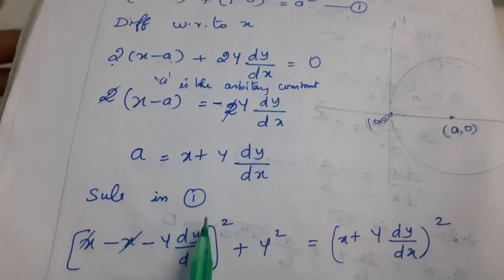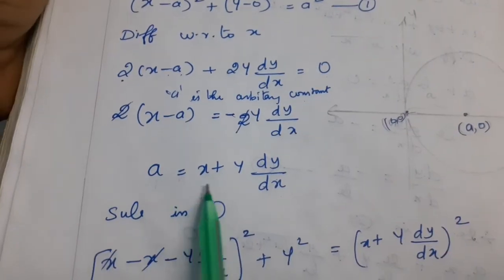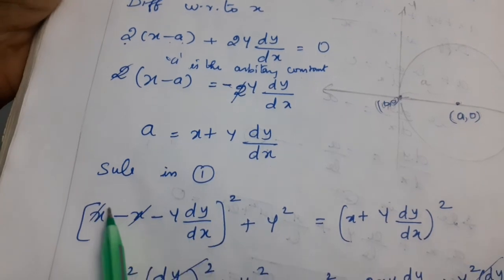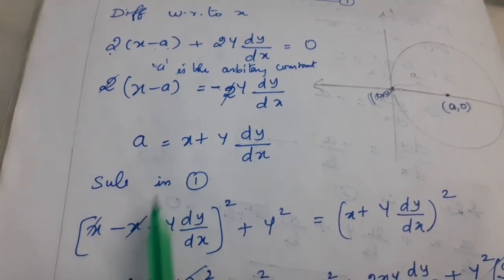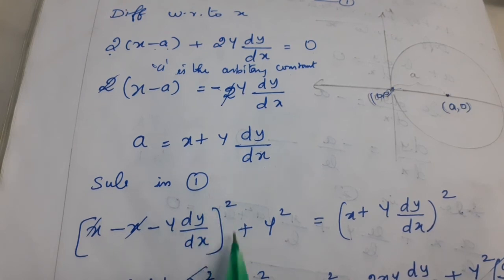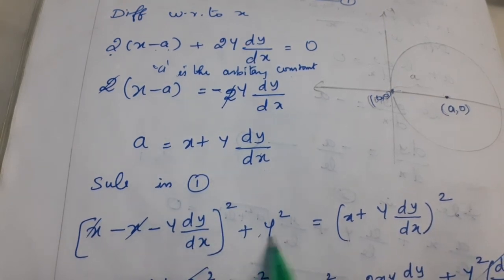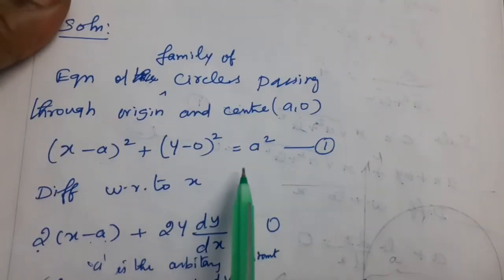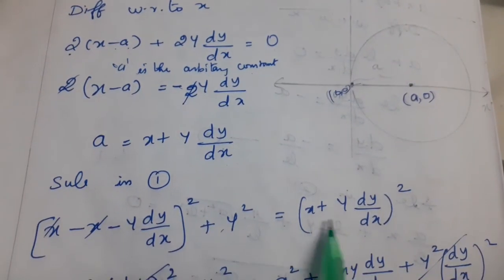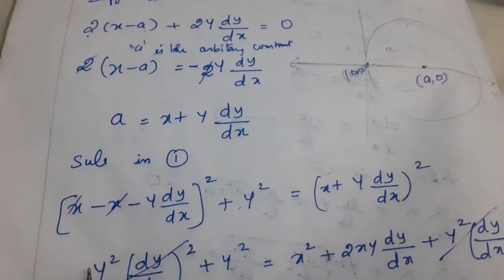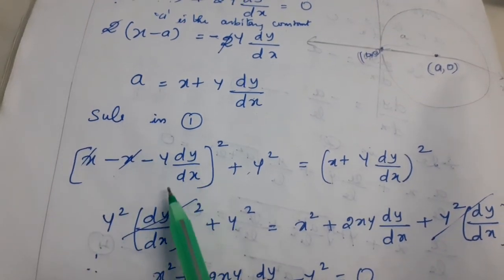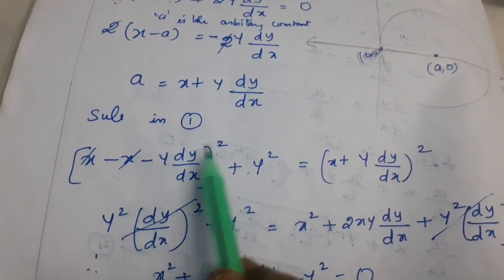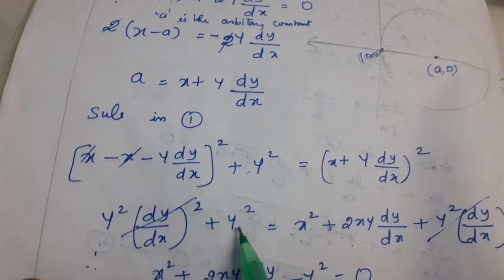Substitute in equation 1. What is the first equation? X minus a. Instead of a, substitute a equal to x plus y into dy by dx. X minus, instead of a substitute x plus y dy by dx, becomes minus y dy by dx the whole square plus y square equal to, wherever a is placed, substitute here x plus y into dy by dx. Now plus x minus x will be cancelled. It becomes y square into dy by dx whole square plus y square.